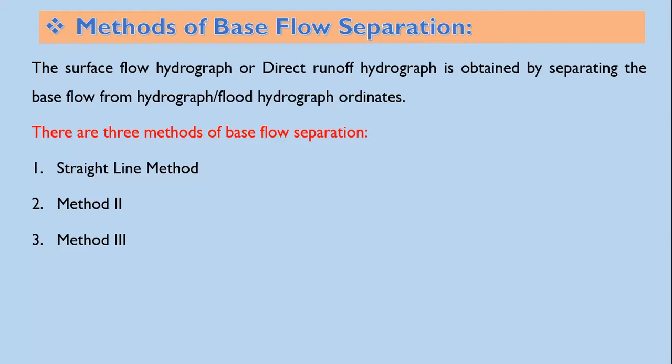So the total hydrograph is called hydrograph, flood hydrograph or storm hydrograph, and if this base flow is separated from the hydrograph, in that case the hydrograph is called surface flow hydrograph, also called direct runoff hydrograph, known as DRH. For getting this direct runoff hydrograph, base flow is separated from the hydrograph. There are three methods of base flow separation for getting this DRH.